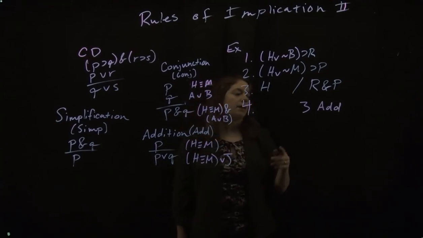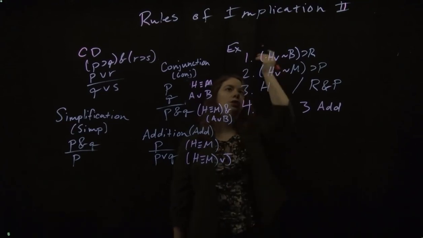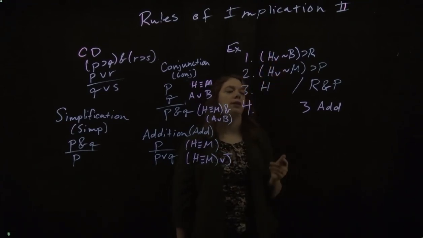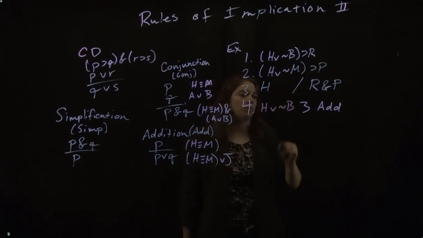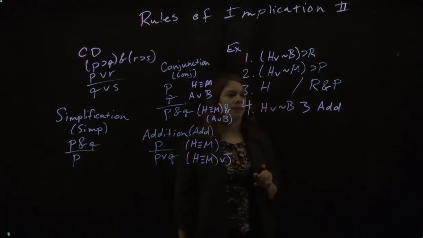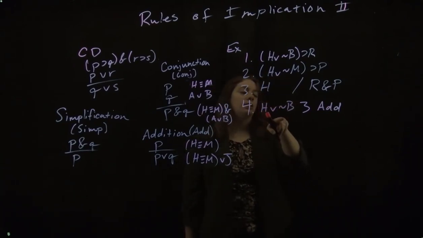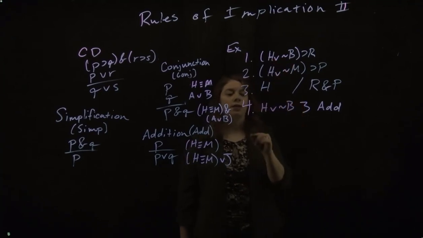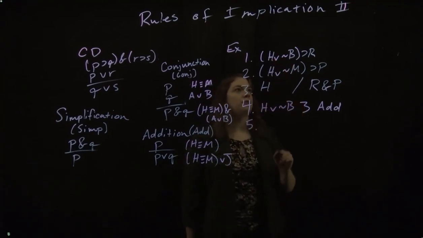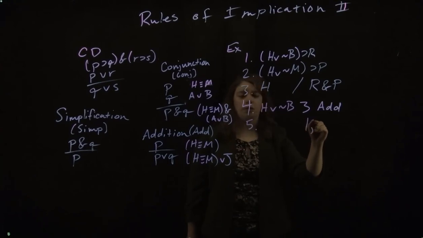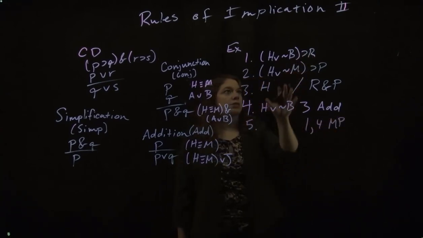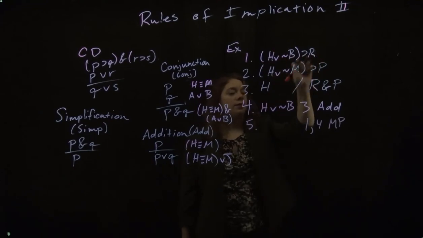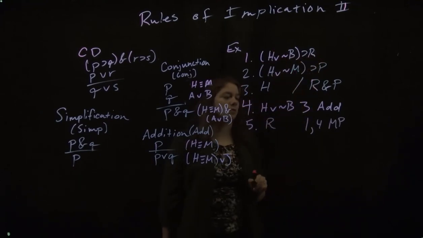So we're going to take line 3, and let's start with line 1. We're trying to get the R out. So on line 3, let's attach a not B to it using the rule of addition. Automatically we can see that this now matches the antecedent on line 1. So using lines 1 and 4 and the rule of modus ponens, because these match, we can derive out our R. So we've got it now.